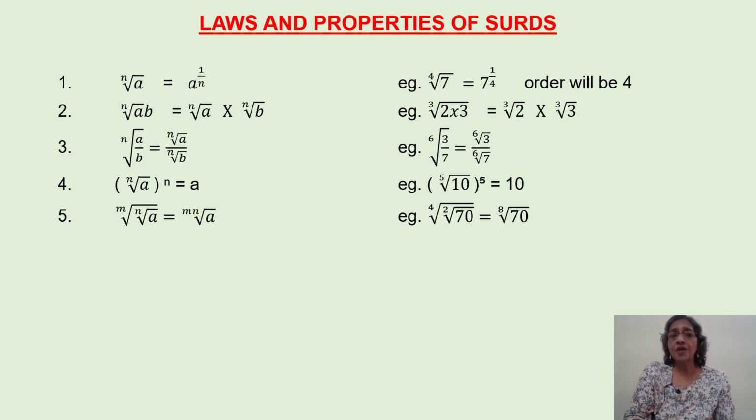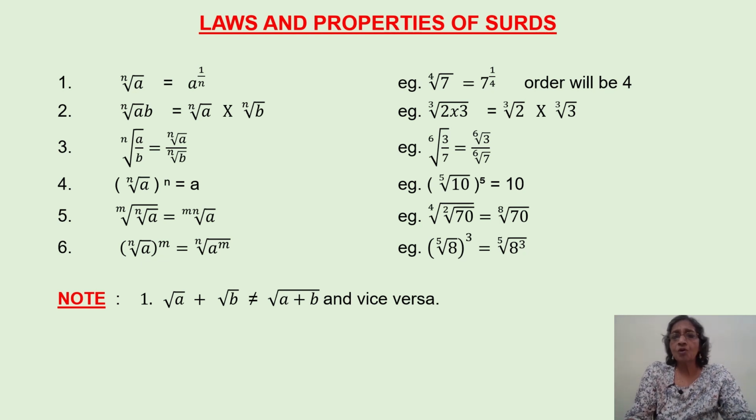The m-th root of the nth root of a is nothing but the mnth root of a. That means m and n have to be multiplied. The nth root of a, the whole thing raised to m, becomes the nth root of a raised to m.